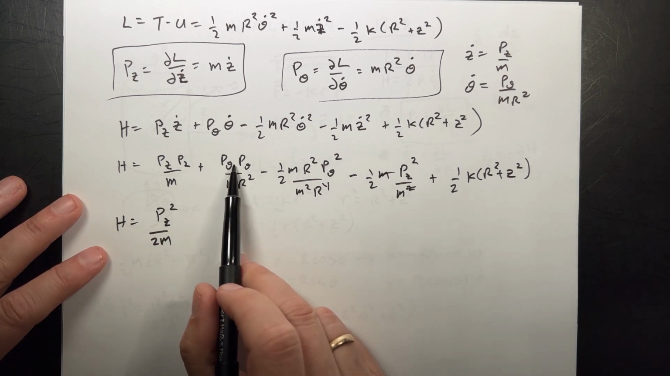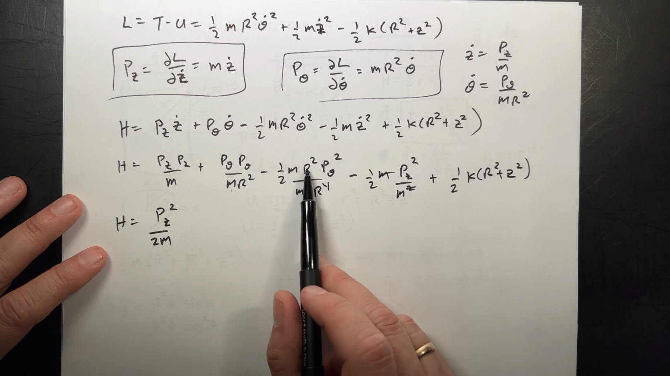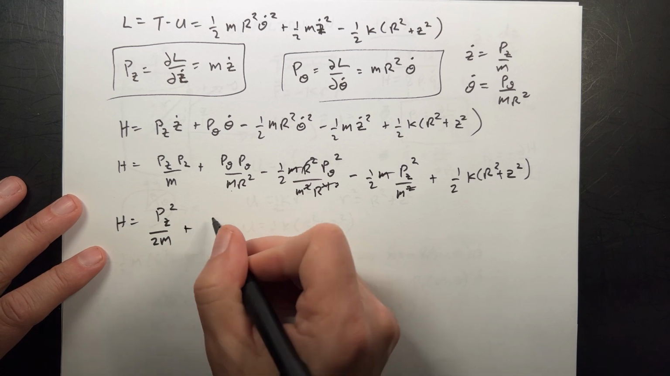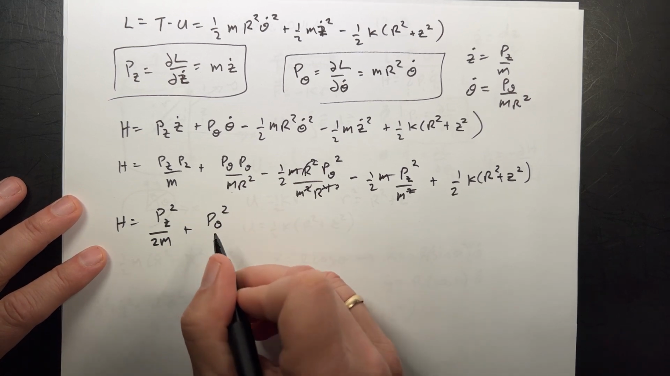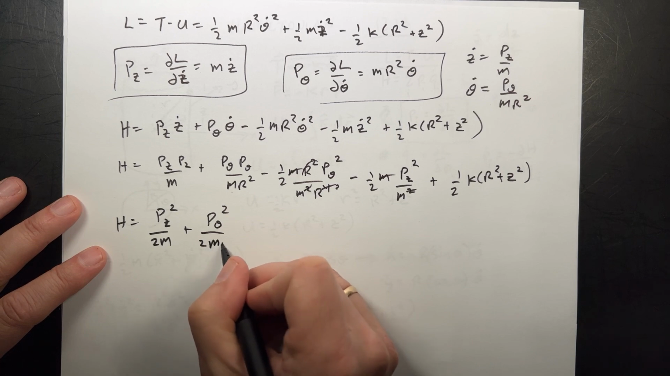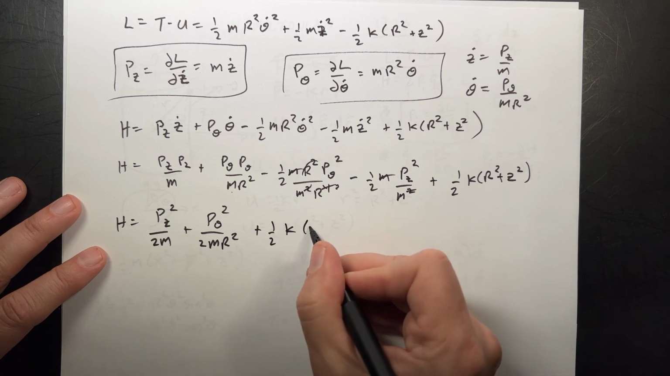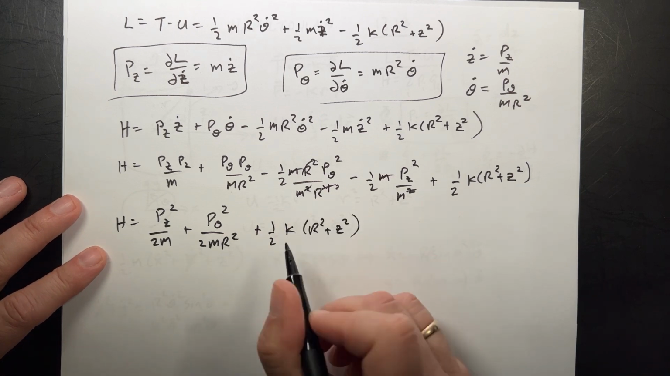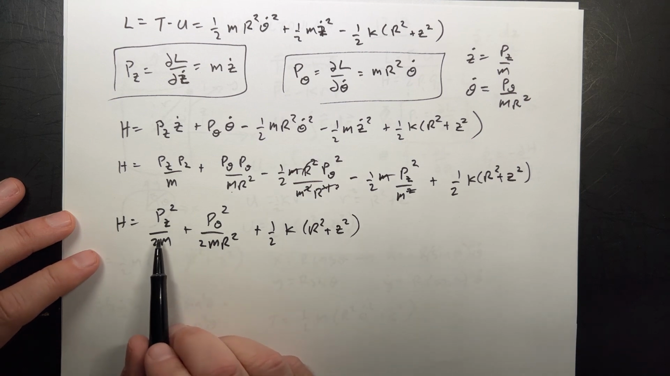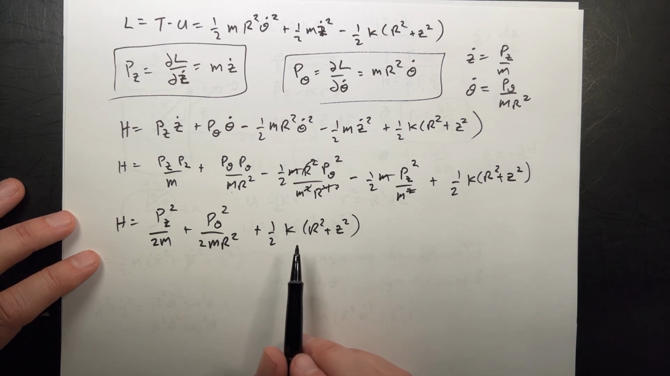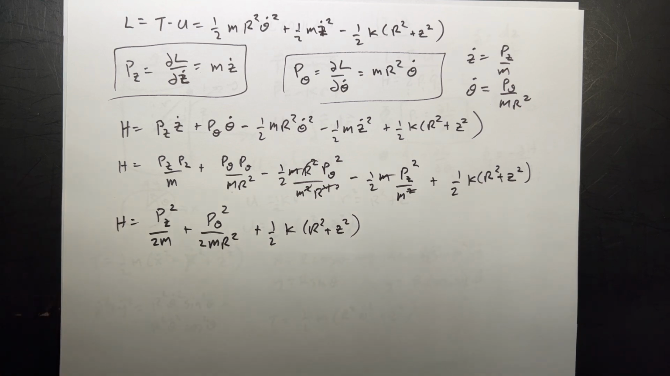Same thing over here. I have p theta squared over mr squared minus, this is going to cancel 2, cancel, cancel. And so I get plus p theta squared over 2mr squared. And then I have my potential, plus 1/2 k r squared plus z squared. So that is the total energy. That's the kinetic energy in the z direction, kinetic energy in the theta direction, the angular kinetic energy, rotational, and that's the spring potential energy. So that's my Hamiltonian. And it only has pz's, p thetas, z's, and theta, with theta not actually showing up.